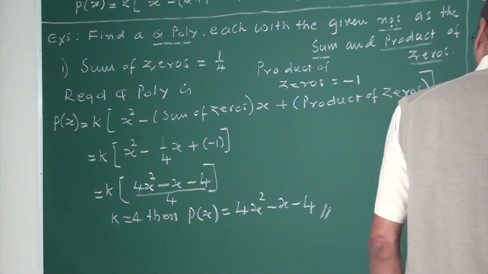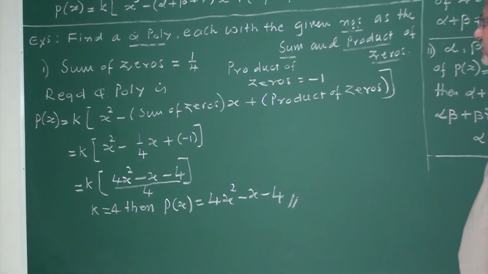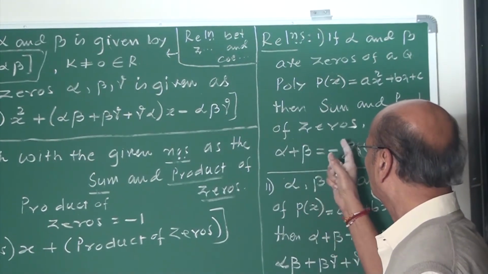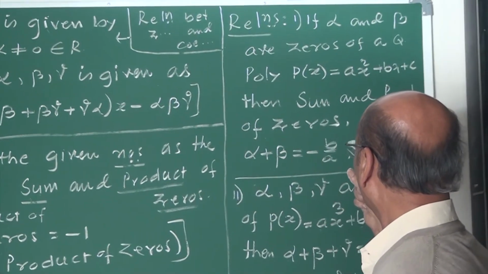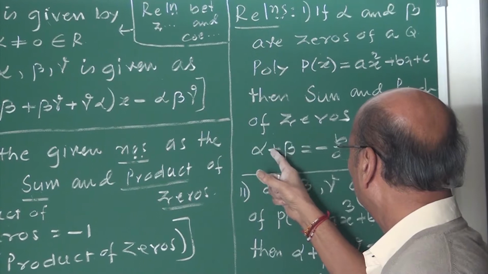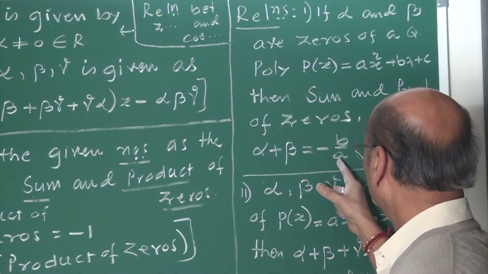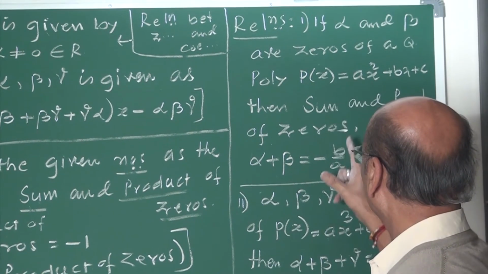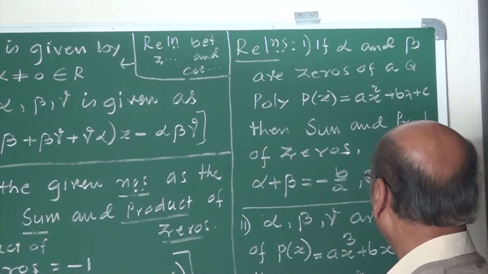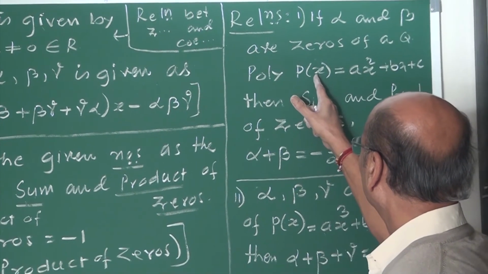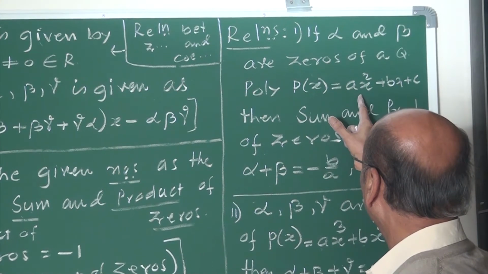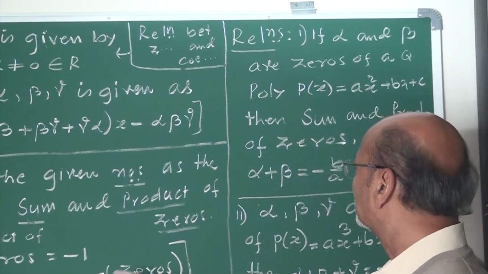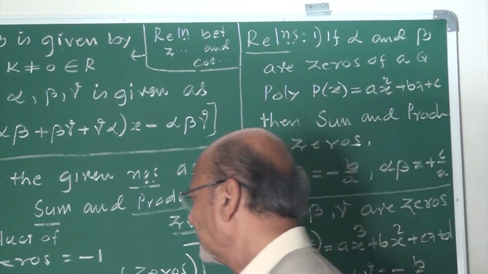Now, the next example, the same you can do by another method. Another method means by making use of these results: sum is minus b by a, product is c by a. By making use of these two relations, you have to find the values of a, b, c, then substitute here in P(x) equal to ax squared plus bx plus c. You can do directly by this method, otherwise by making use of this. I give that method also.